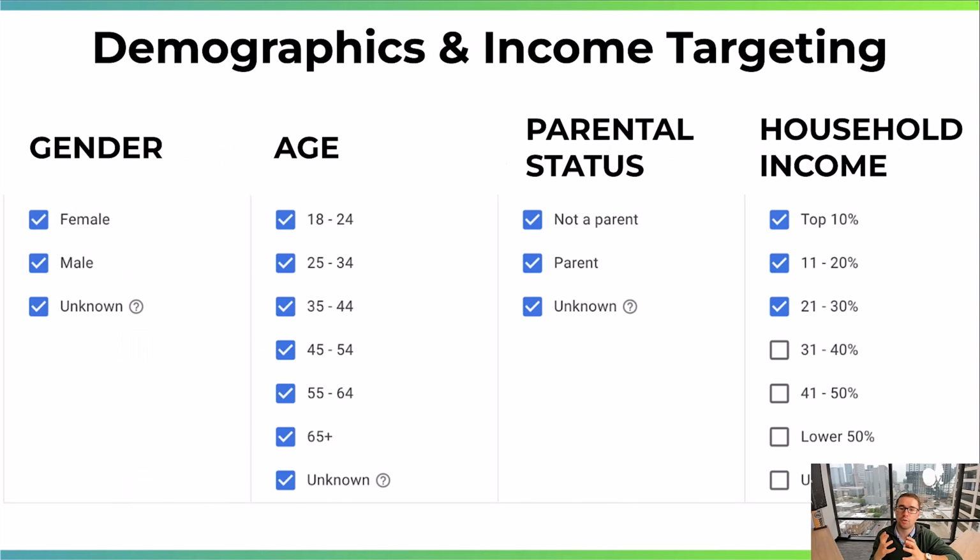Now, once you have that, you also can choose demographics. Now, gender, age, parental status, that's going to depend on who you're looking to target. But one thing to focus on is household income targeting. And this is something where you can actually target people based on what their likely income is. Especially if you're selling something higher ticket, this can be really valuable for you.